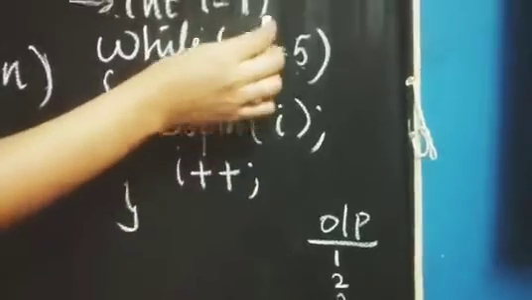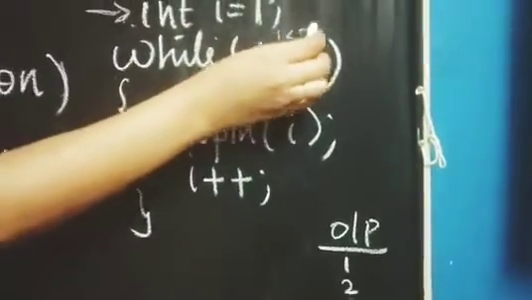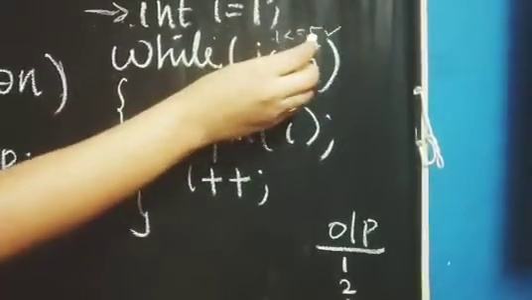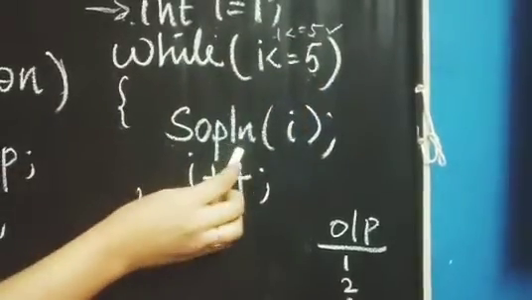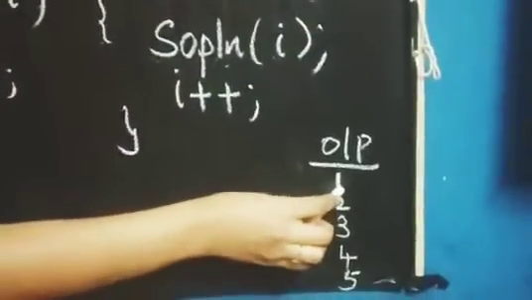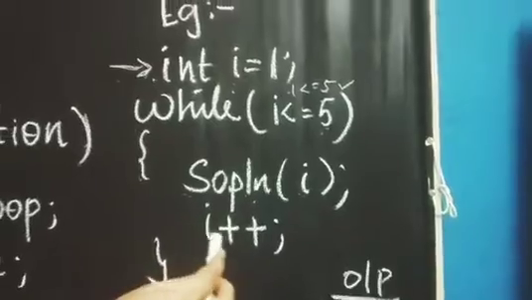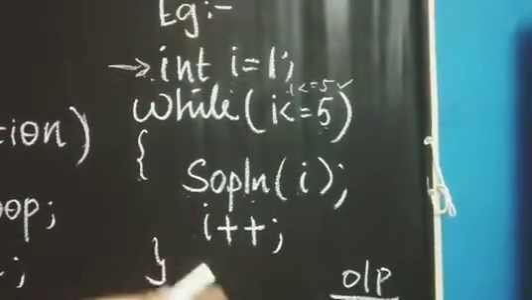So I value is 1. 1 is less than or equal to 5. The condition is true. 1 is less than 5. So you get the output SOP ln of I, that is 1. Then again next statement is I plus plus. So I value will become 2.